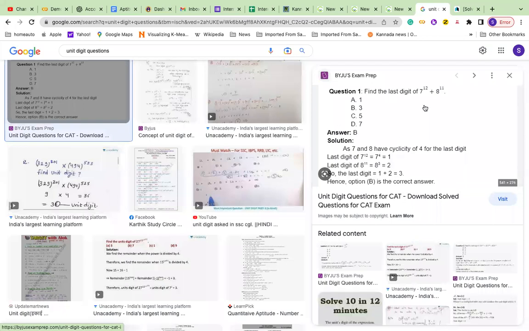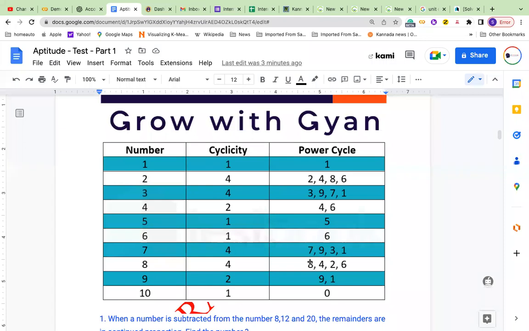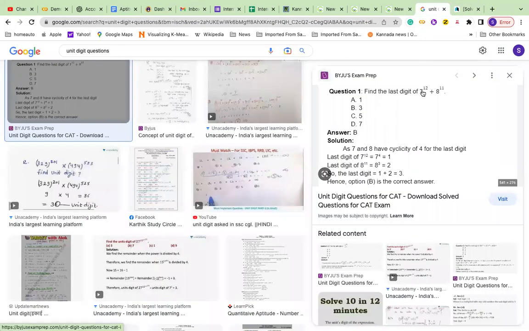Okay. So now we'll solve this simple one. 7. What is the 7 cycle? The 7 cycle is 4. So now what is 7 to the power of 12? If I divide by 4, what is the number I will be getting? Modulus 4, if I do, then 0 I will be getting.